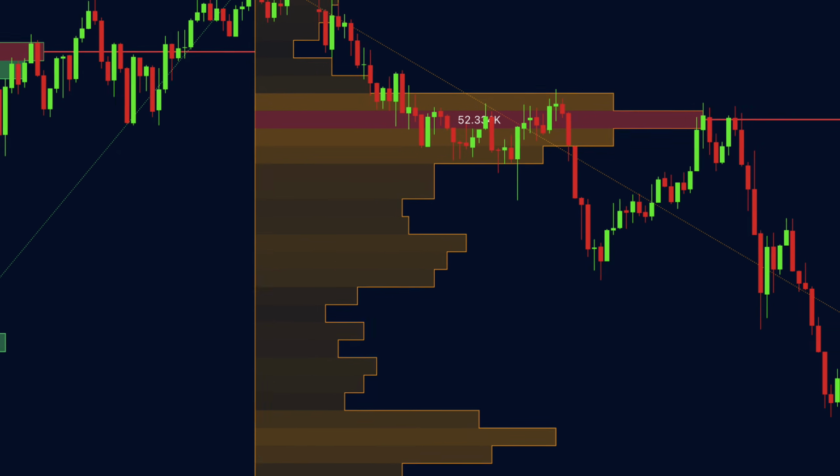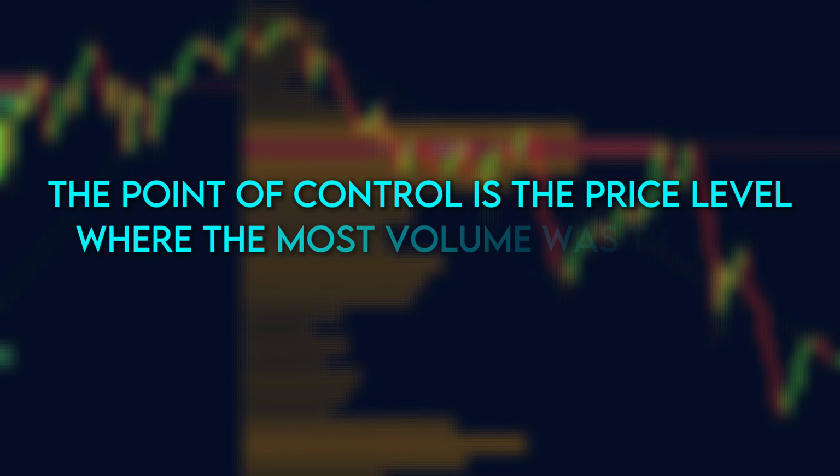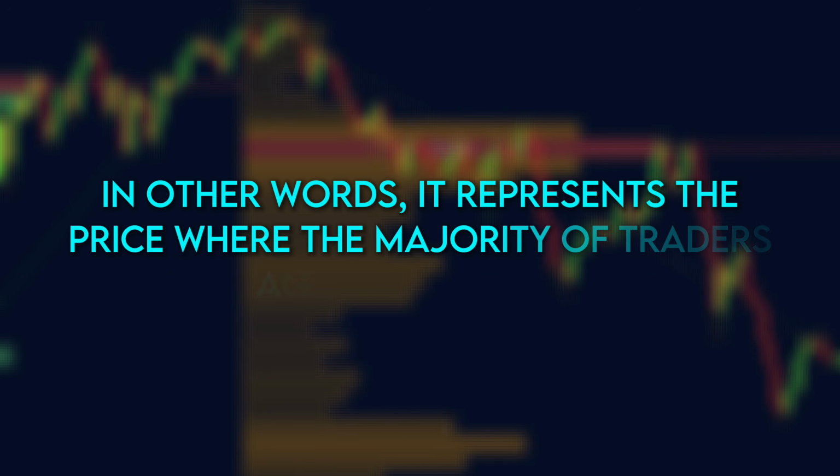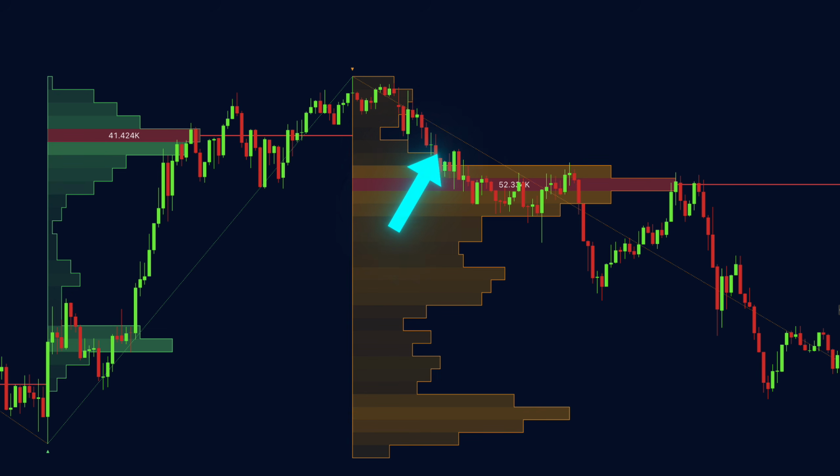Inside each swing profile, you'll usually see a highlighted level. This is the point of control, often called the POC. The point of control is the price level where the most volume was traded during that swing. In other words, it represents the price where the majority of traders agreed on value. When price returns to this level later, it often reacts because that area previously attracted the most participation.